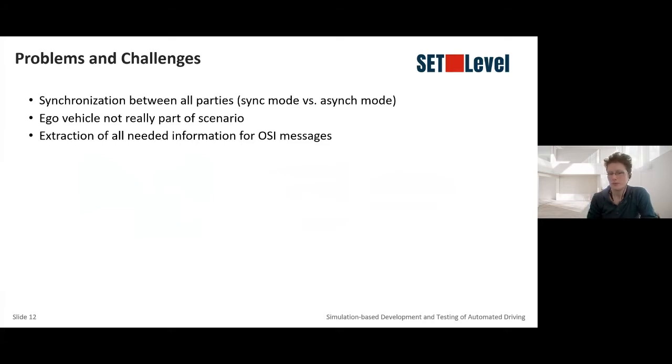We had a few problems and challenges. We had to synchronize all parties. As you saw, there are a few. And Scala has two modes, synchronous and asynchronous mode, which was making a few problems. Then also in Scala, the ego vehicle is not really defined by the scenario what the ego vehicle has to do. This is also the reason why we did not use OpenScenario in this case. And also, of course, we had to extract all needed information from Scala to put into the OSI messages.